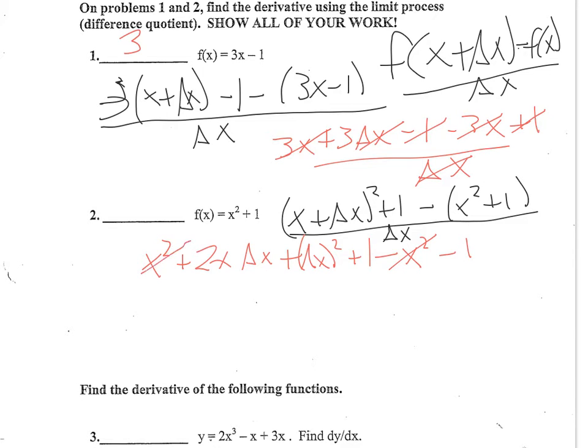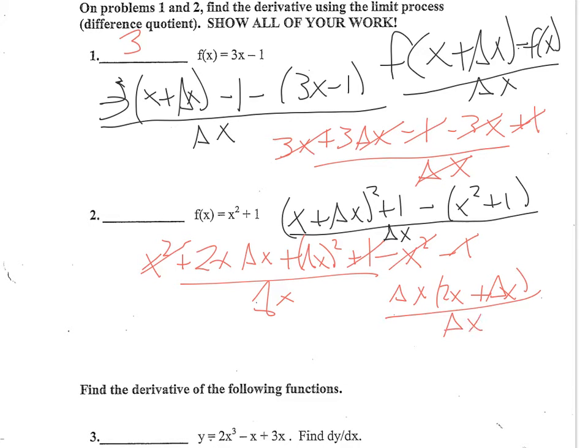Okay, that cancels that. That cancels that. So I'm left with 2x delta x plus delta x squared all over delta x. Okay, factor out delta x. So then I have 2x plus delta x all over delta x. Delta x is canceled. So you're left with 2x plus delta x. But remember, we're finding the limit as delta x equals 0, so that means that goes away, so you're just 2x.